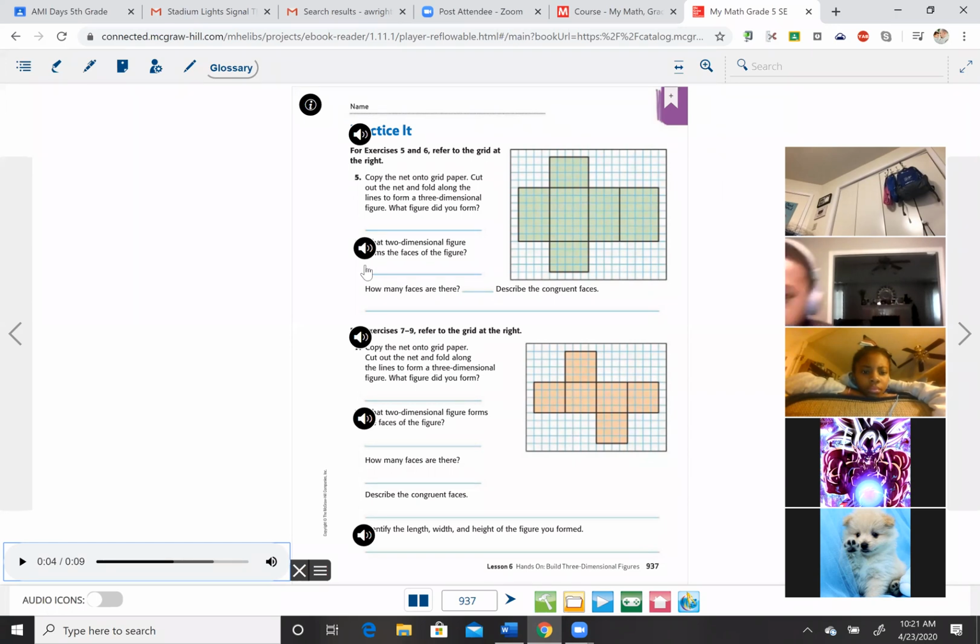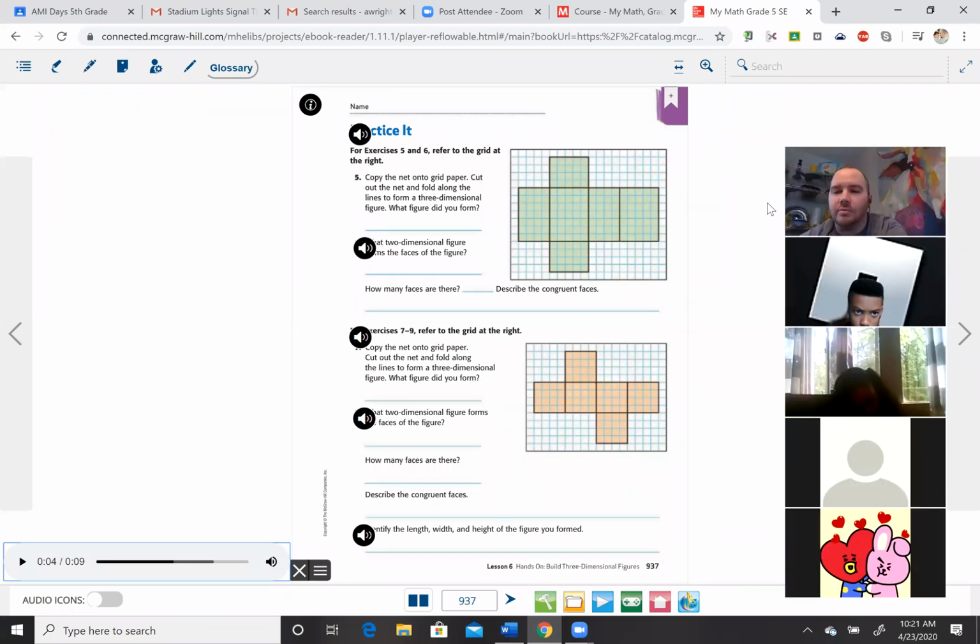So number 6 is this one hidden right here behind this audio button, which is stupid because all of the audio buttons are supposed to be turned off, but they're not.